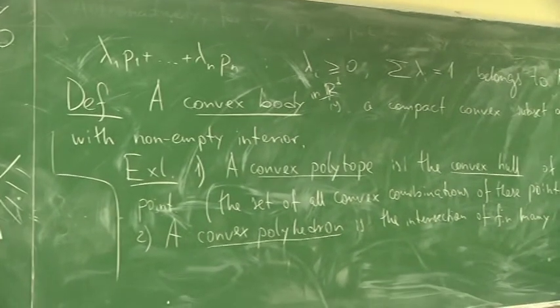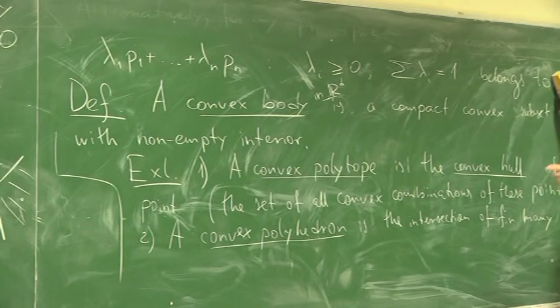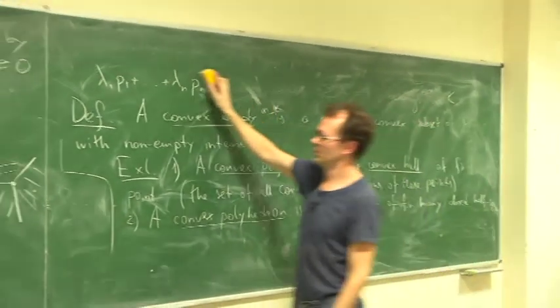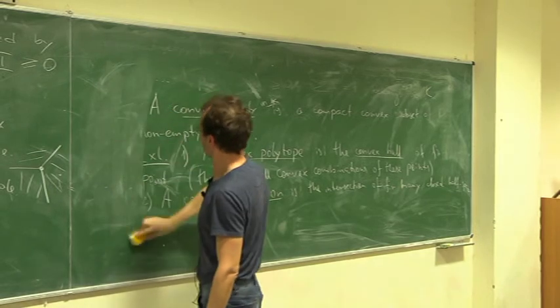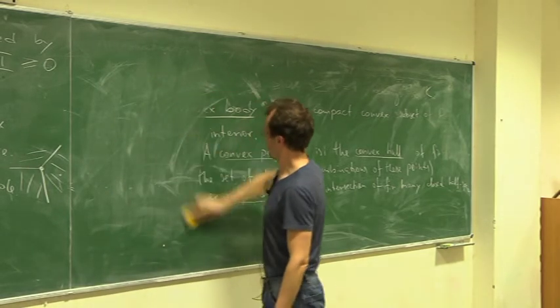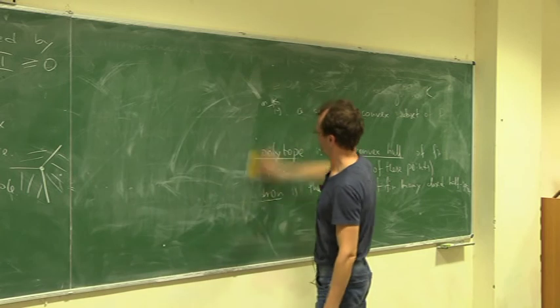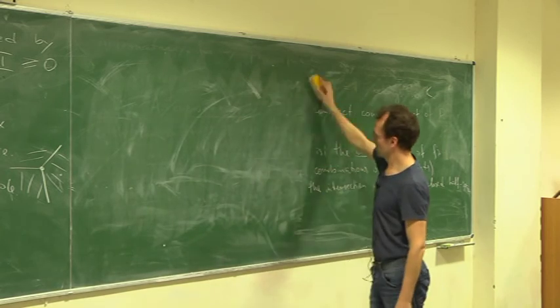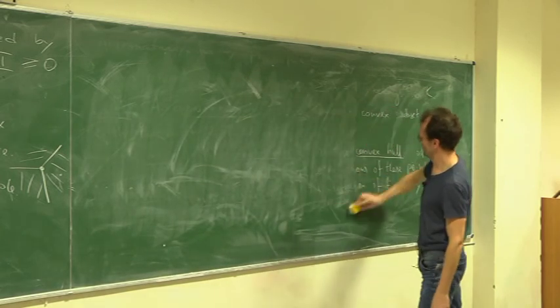So convex sets and convex bodies and this volume, these are the main actors in this course. And let us see what interesting things come out of these objects.